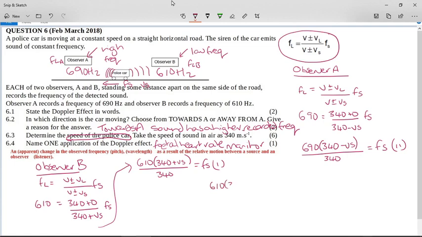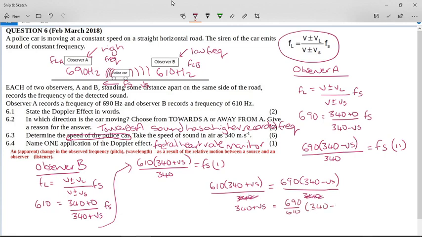So I can say 610 multiplied by 340 plus Vs, over 340, equals 690 multiplied by 340 minus the velocity of the source, which we're trying to find, over 340. My two equations are equal, and they're both equal to the frequency of the source. So now we're dividing both sides by 340, so I can scratch that out. And then I end up with 340 plus Vs equal to 690 over 610 multiplied by 340 minus Vs.